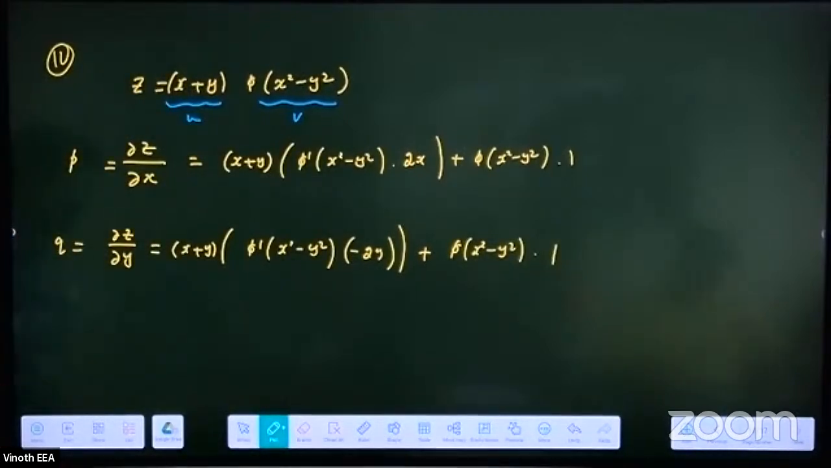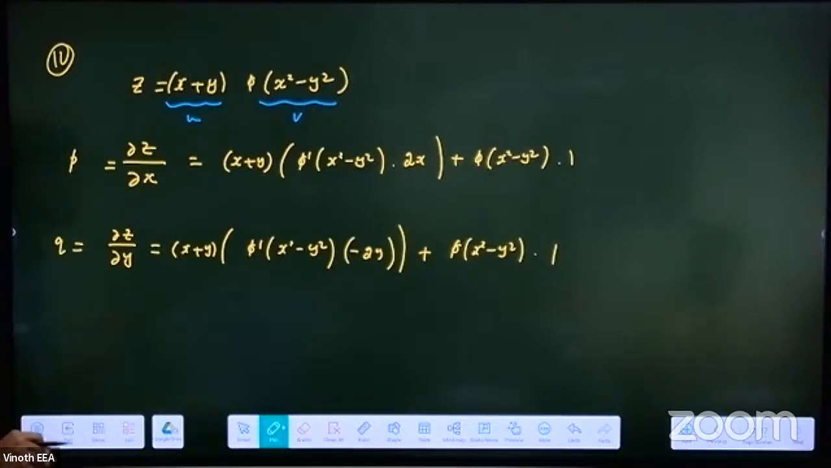Okay, now how to eliminate it? What are the things I need to eliminate here? I need to eliminate pi dash, and also I need to eliminate pi. Both are my functions. So what can I do? Yes, how will it cancel if I divide? If I do p minus q, pi cancels. Okay, p minus q, pi will cancel.